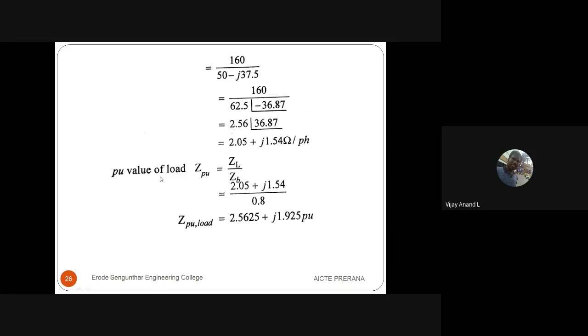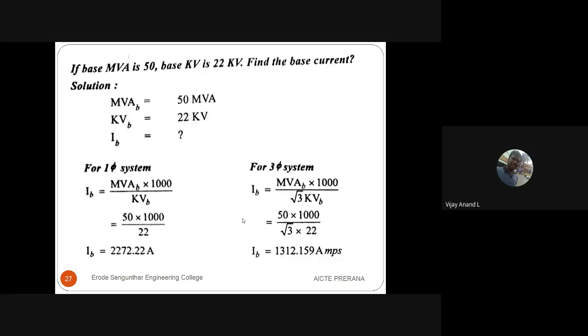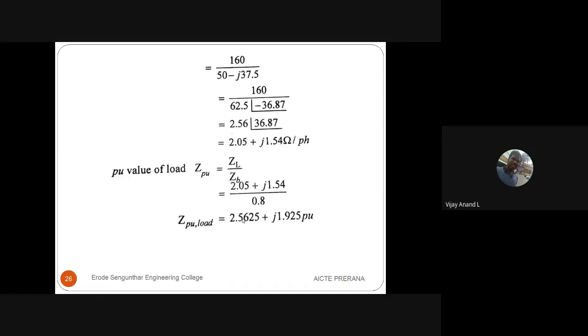The per unit value of a load, ZPU, is nothing but ZL by Z base. The ZL value we have calculated. Substitute this value in this equation, and finally we get 2.05 plus j 1.54 divided by 0.8. So the per unit value of the load impedance is 2.5625 plus j 1.925 per unit.